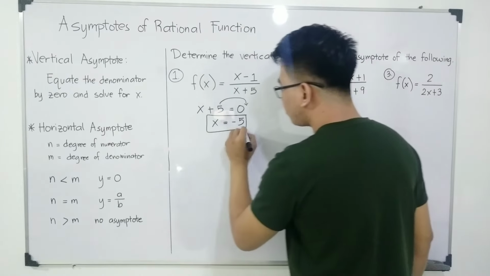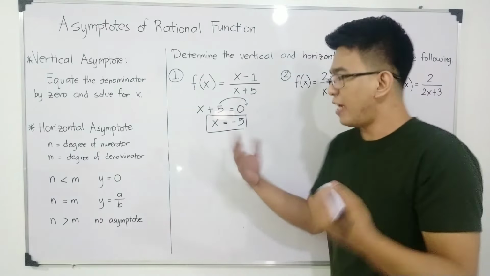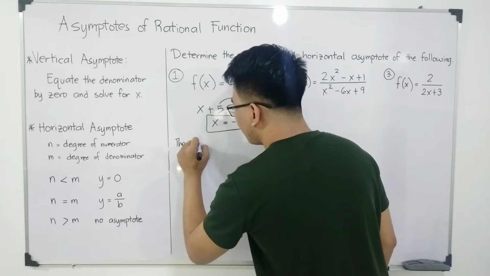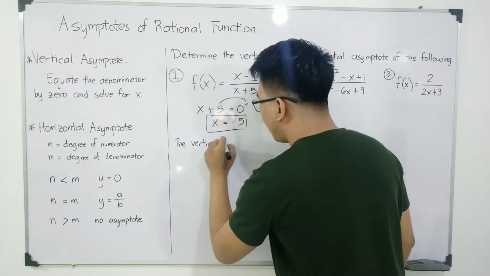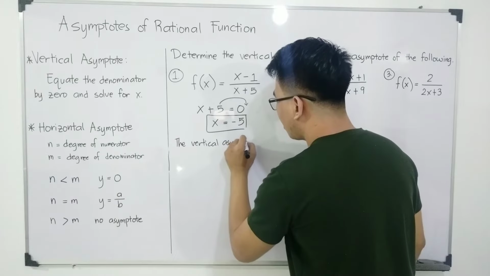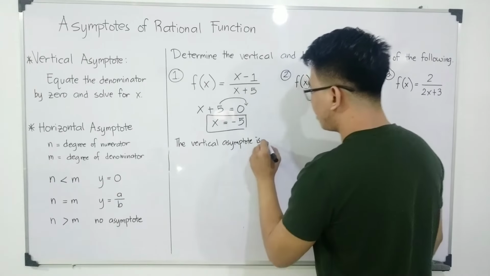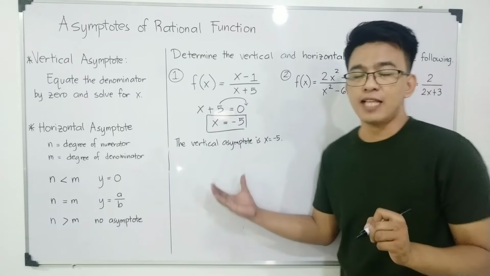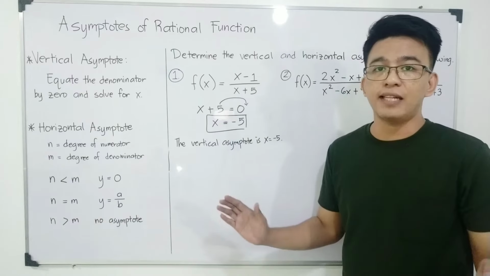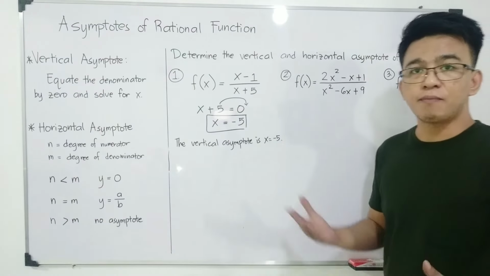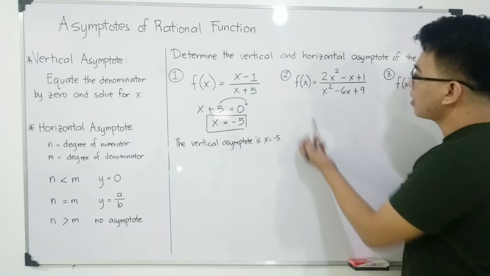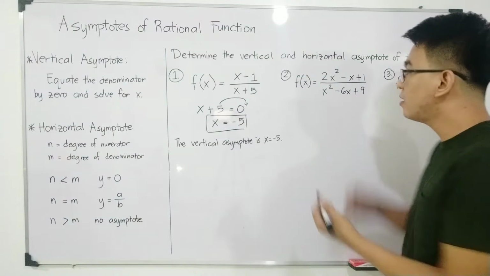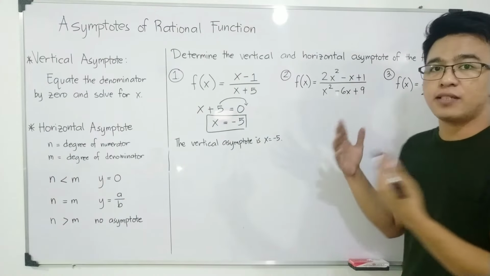Now, if x is equal to negative 5, ang ibig sabihin guys is that the vertical asymptote is x is equal to negative 5. Ito yung mismo sagot natin for item number 1. Ganun lang siya kadali. Now let's move on with item number 2. For number 2, we are given the function f of x is equal to 2x squared minus x plus 1 over x squared minus 6x plus 6.